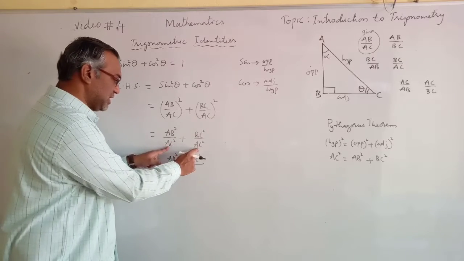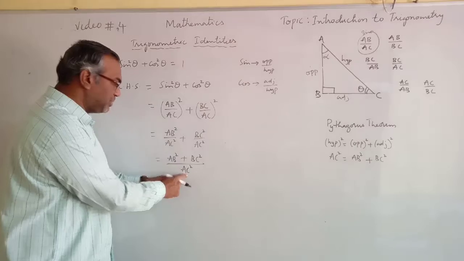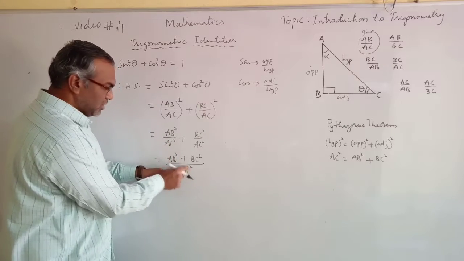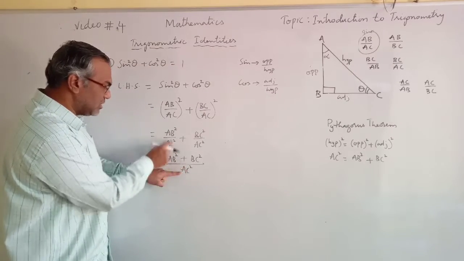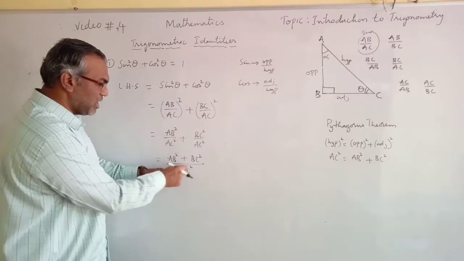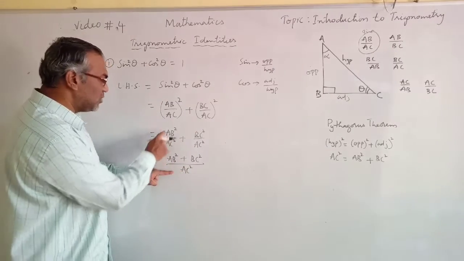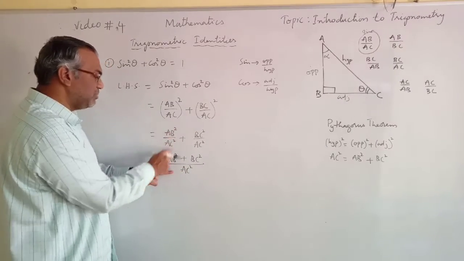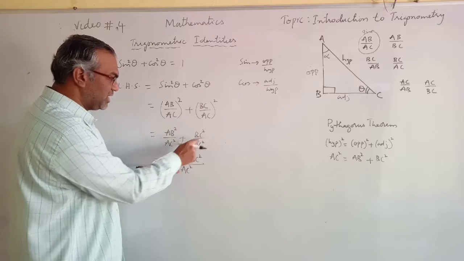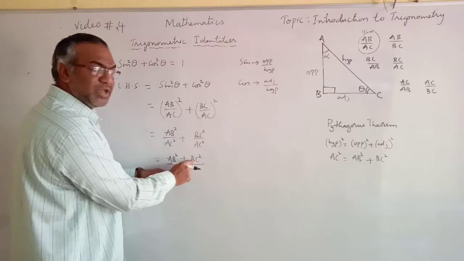When denominators are same, then the same will be the LCM, and when we take LCM, the LCM and denominator are divided, and the remaining AC square gets divided, 1 is left, then that 1 is multiplied to numerator, 1 into AB square is AB square. Here again these two get cancelled, 1 into BC square is BC square, right?